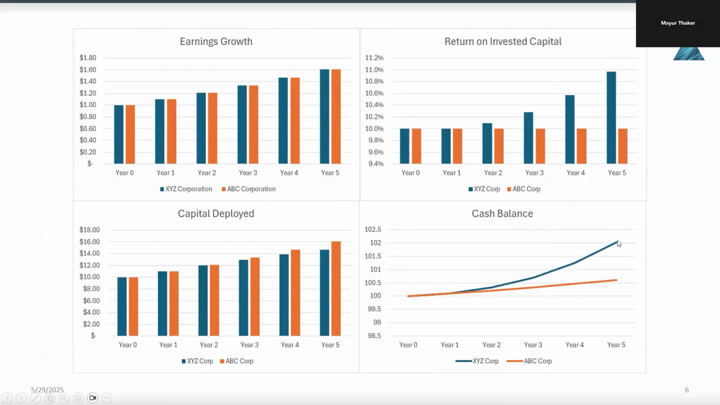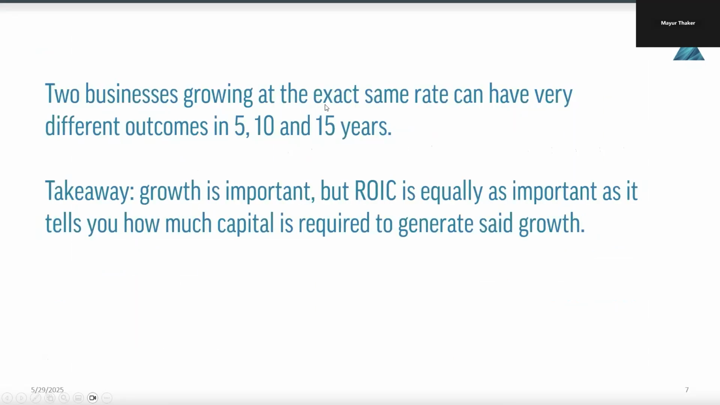Because this company has more cash left over, they can redeploy that back into themselves and therefore generate even better growth in the outer years. So this is why ROIC is so important: two businesses growing at the exact same rate can have very different outcomes in 5, 10, and 15 years. So the takeaway here is that growth is important, no doubt, but ROIC is equally as important, as it tells you how much capital is required to generate said growth.